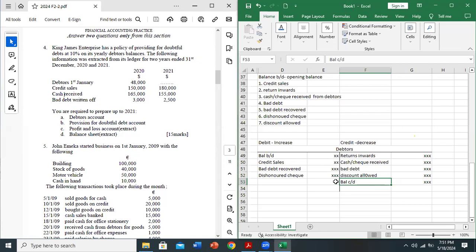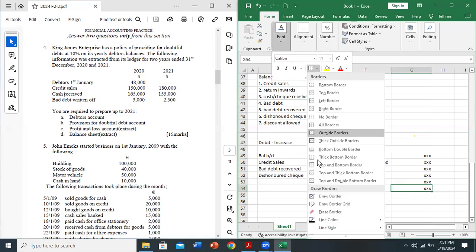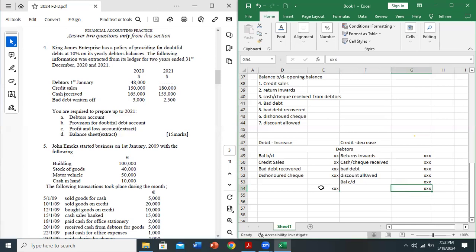Okay, so this is how you prepare your debtors account. Let me balance the account up. So put in your totals. Then this carry down becomes brought down and you are done with it. So your carry down now comes here, balance brought down. That's your debtors account.